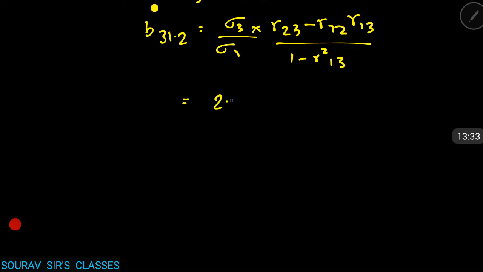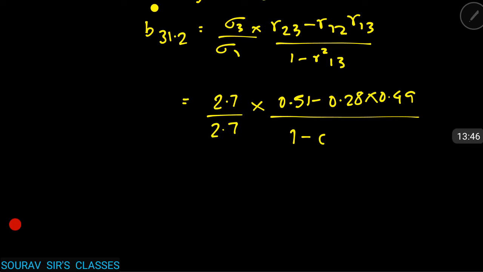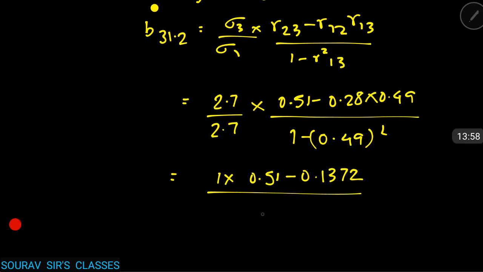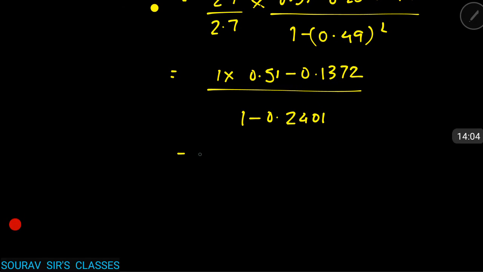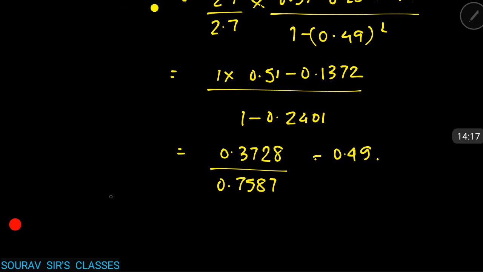This is equal to 2.7 divided by 2.7 into 0.51 minus 0.28 into 0.49 divided by 1 minus 0.49 whole square, equal to 1 into 0.51 minus 0.1372 divided by 1 minus 0.2401, which is equal to 0.3728 divided by 0.7587, which is equal to 0.49.